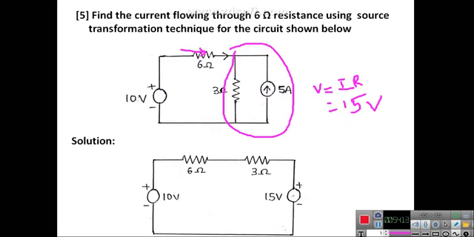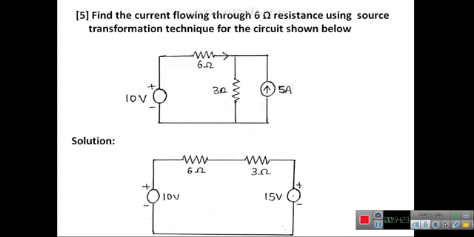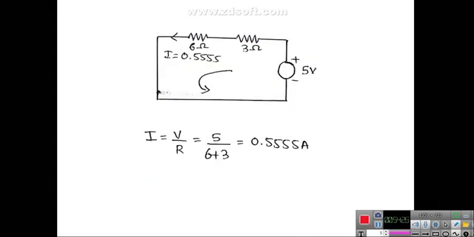These two equivalent is 9. 5 volts in series with, so I can show the equivalent network here. Now the equivalent voltage source is 5, the resistances are 6 and 3. If you write the loop equation by KVL, or simply, now there is only one voltage source and these two resistances, so V by R, 5 by 6 plus 3, that is 0.55 ampere. So that is the current through the 6 ohm.